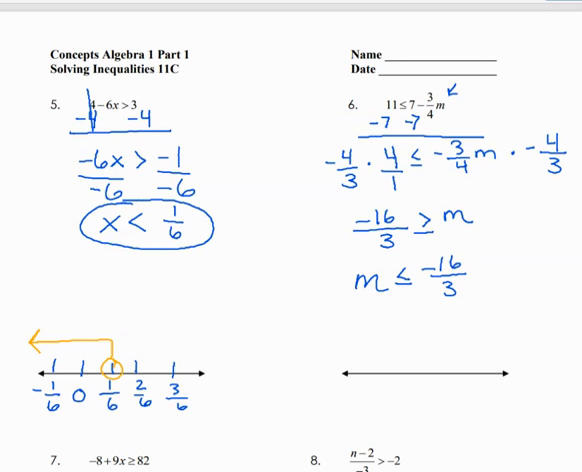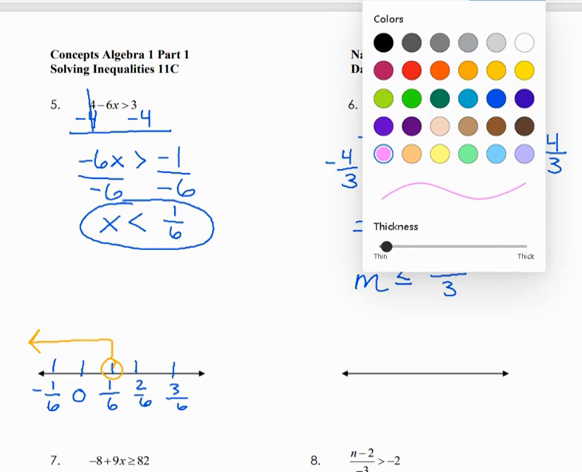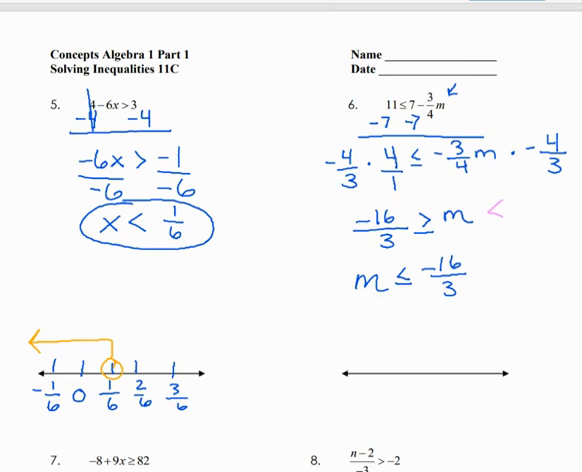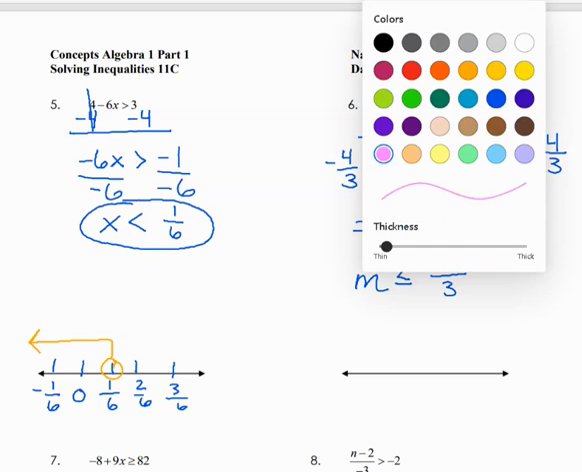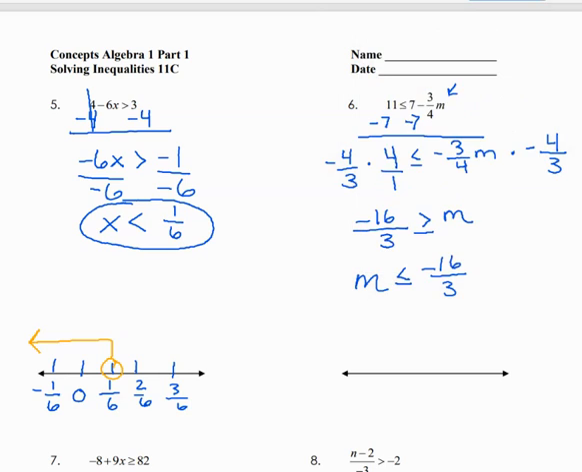When people leave it like this, half of your graphs are wrong. Half of your graphs go the wrong direction. So that's why I'm saying, please, please, please write it the way I have rewritten it. Then your arrow is going to go in the right direction. Okay, so I'll have negative 16 thirds.